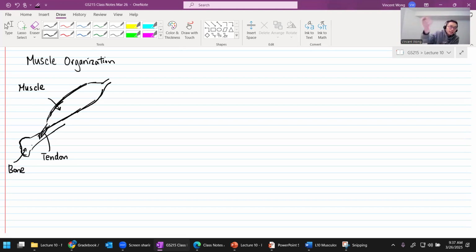By the way, muscle can only pull. Okay? It cannot push. Right? They can only contract and get shorter. They do not get longer.